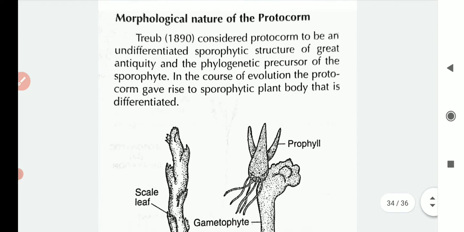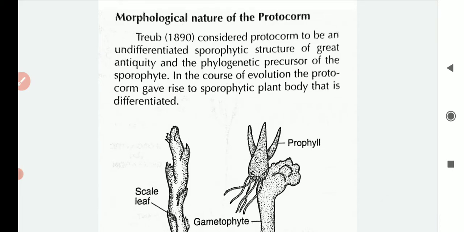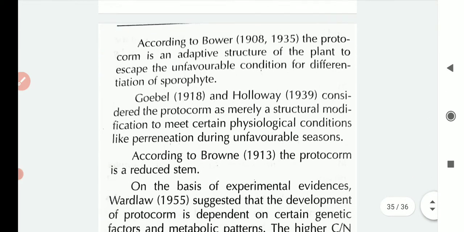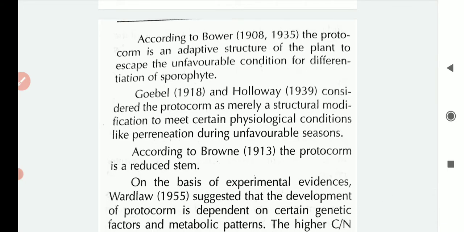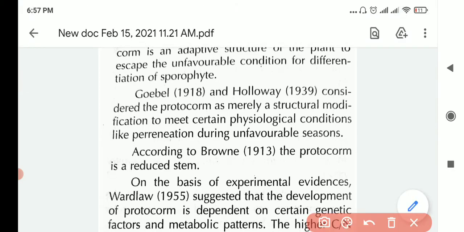Now the morphological nature of the protocorm. The protocorm is supposed to be an undifferentiated sporophytic structure, meaning no root, no shoot, no stem, and it is the precursor of the sporophyte. So before the sporophyte comes, it has to behave like a protocorm. Some scientists said that the protocorm is to escape unfavorable conditions so that it can grow into a proper sporophyte.